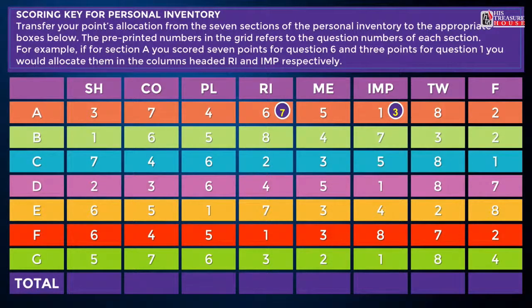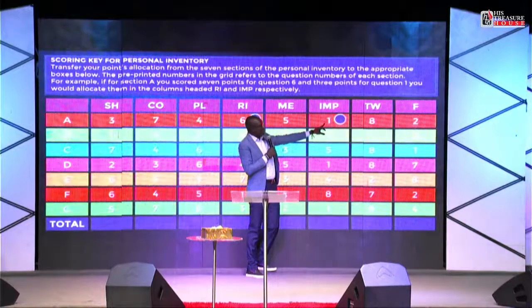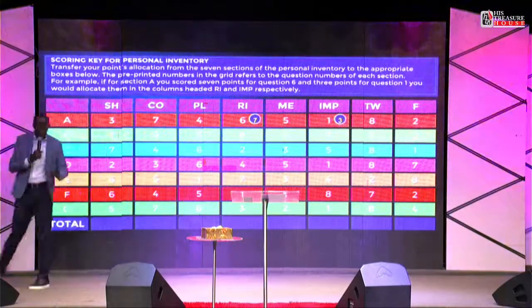Let me explain again. This is section A. If for section A, you scored 7 points for question 6, you look for where 6 is and write the point, 7. And 3 points for question 1. This is where 1 is, IMP. You put 3 points. Please help me. Good. So that's what you do for each of the sections.